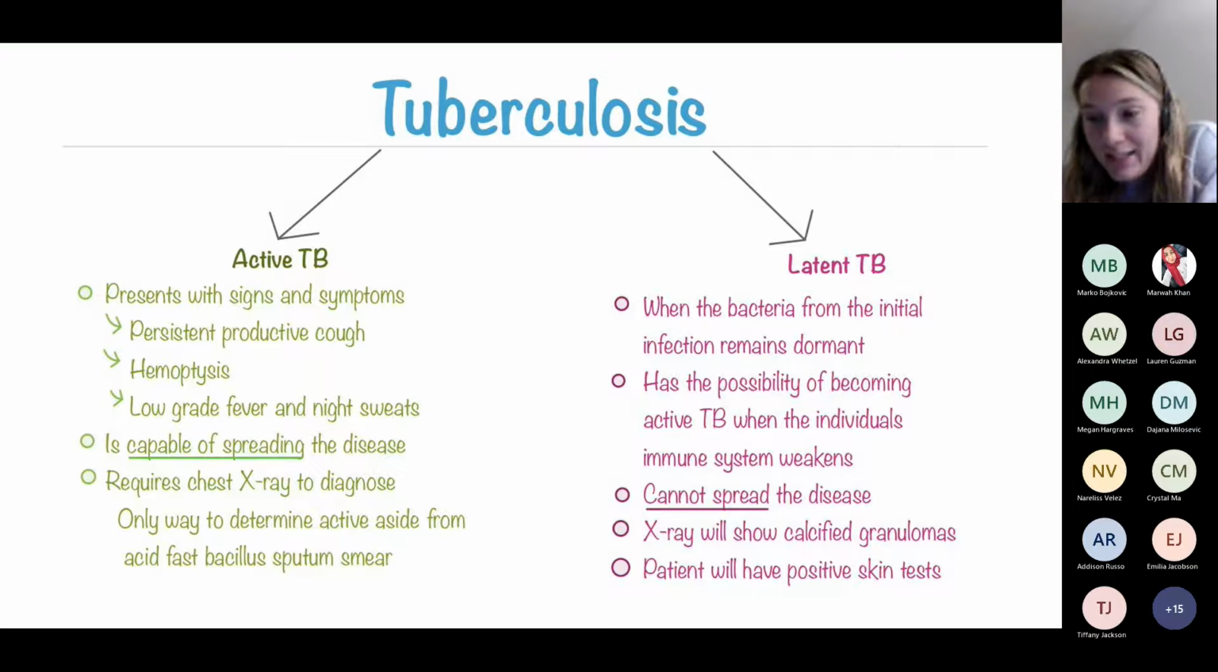If someone has latent TB, usually patients who've had a history of tuberculosis, it will remain dormant in the lungs, and you'll actually see a coin-shaped lesion on the x-ray. But with latent TB, these patients aren't capable of spreading the disease because it's remaining dormant. They're not symptomatic. However, if my patient's immune system weakens, let's say they get a cold, or they start immunosuppressive therapy, or maybe they started steroids that are suppressing the immune system, my TB can become active again.